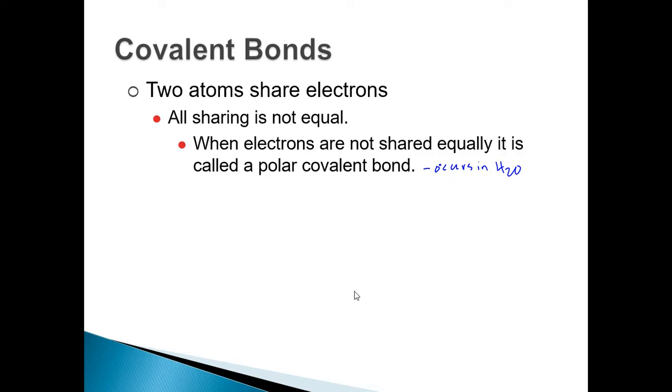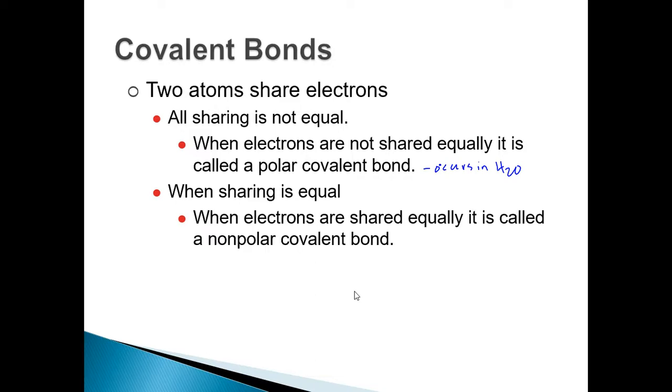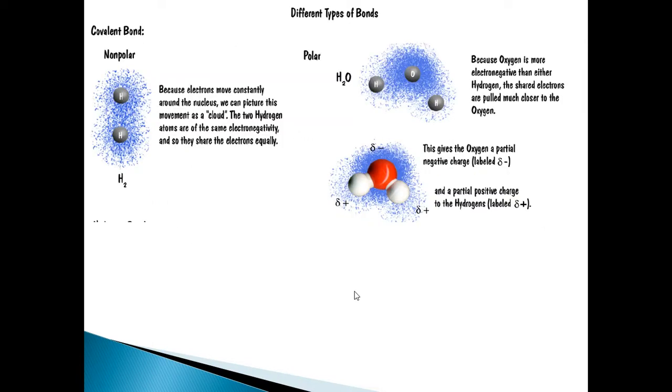So we know that when two atoms share electrons, not all sharing is equal. When electrons are not shared equally, we call it a polar covalent bond. This is the type of bond we see in water. When the sharing is equal, it's known as a non-polar covalent bond, and the charges are distributed evenly among the two molecules. So a quick picture here of what these look like.